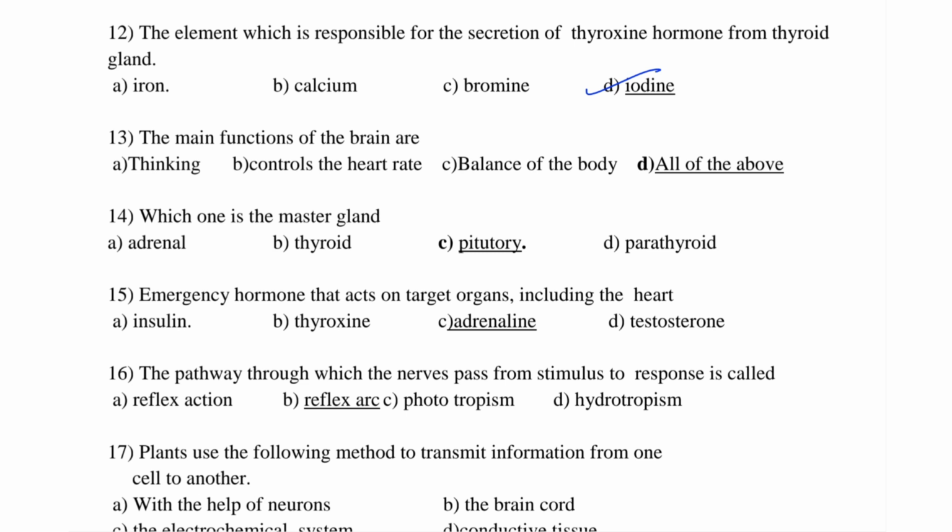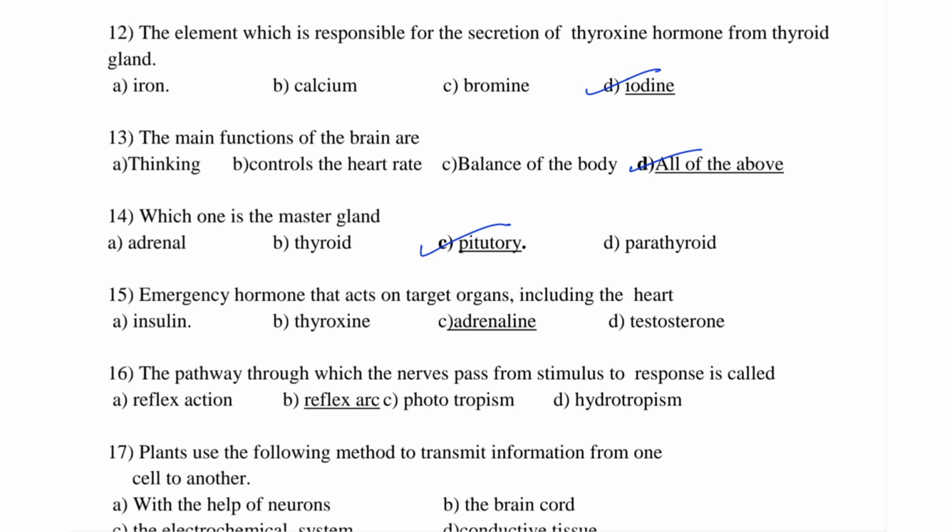Question number 13. The main functions of the brain are option A, thinking, option B, controls the heart rate, option C, balance of the body, option D, all of the above. Brain is like the CPU of the computer. Similarly, the CPU of our body is nothing but our brain, where the functions of the brain are all of A, B and C, and therefore the right answer is option D, all of the above. Question number 14. Which one is the master gland? Option A, adrenal, option B, thyroid, option C, pituitary, option D, parathyroid gland. The pituitary gland is the master of all glands, therefore the right answer is option C.